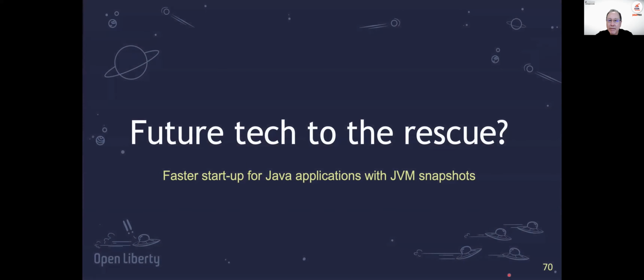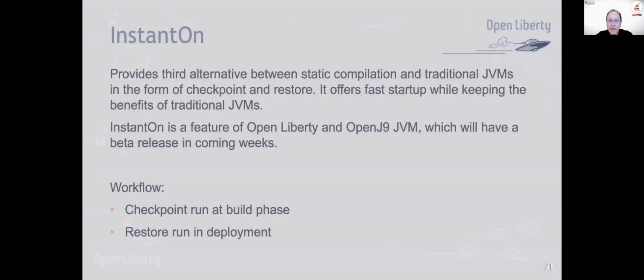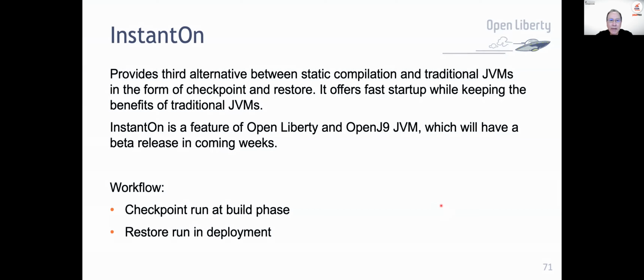So now we've spent some time on some of the things that already exist. Let's talk about some future tech that's coming down the road. One technology that is gaining a lot of momentum and interest is Instant On. This is a JVM solution to help with quick startup. This technology is all about reducing startup time for your Java applications.